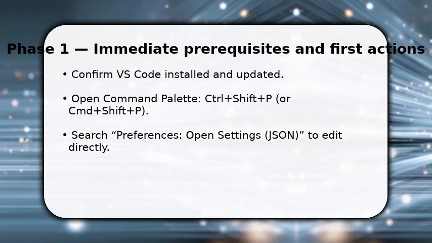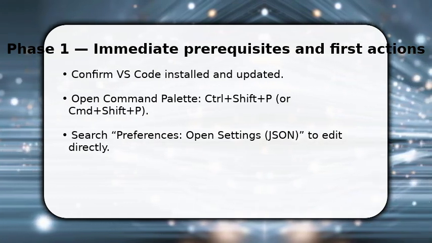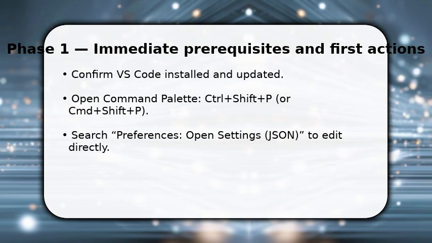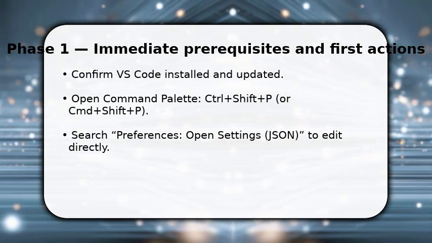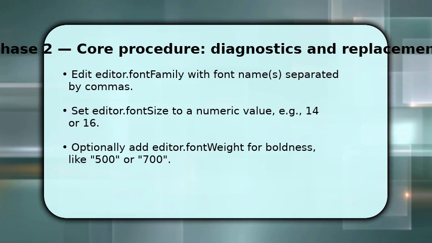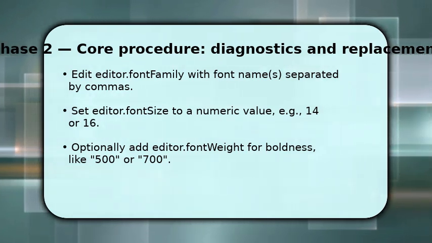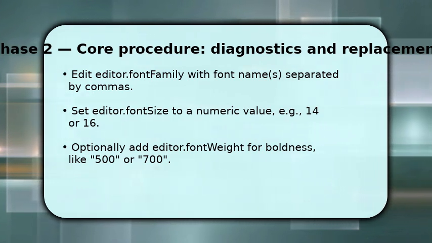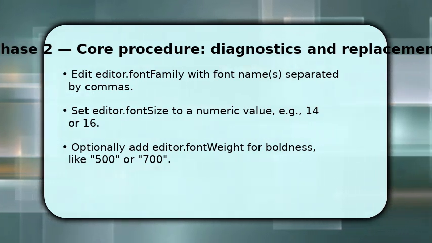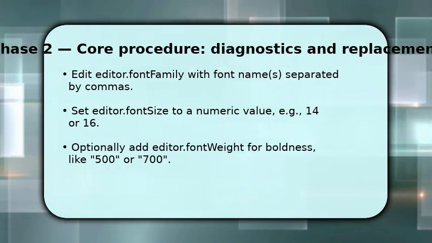Now that the JSON file is open, locate or add the editor.fontFamily and editor.fontSize keys so you can set exact font names and numeric sizes. You will now change the actual font values. Enter the font family string exactly as the OS recognizes it, for example, Fira Code, Courier New. Once done, set editor.fontSize to a number such as 14 or 16 so the text scales properly.